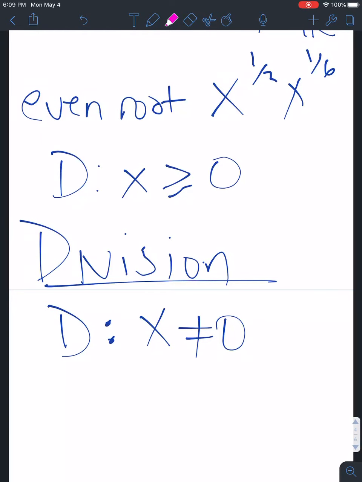Multiplying and dividing is just like multiplying and dividing with polynomials. Multiply and divide coefficients, add and subtract exponents.